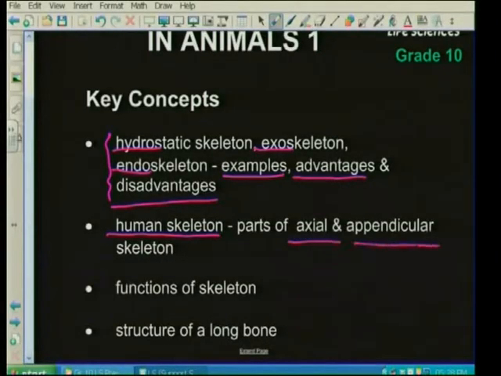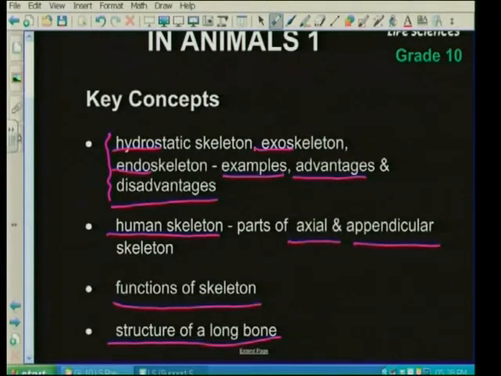In the human skeleton, we look at the axial and the appendicular skeleton. And we move on to the functions of skeletons in general. What do skeletons do for an organism? And lastly, we look at the structure of a long bone. These are the concepts that we are going to be concentrating on in this segment. So relax, sit back, and enjoy this journey that we're going to take through the different types of skeletal systems.